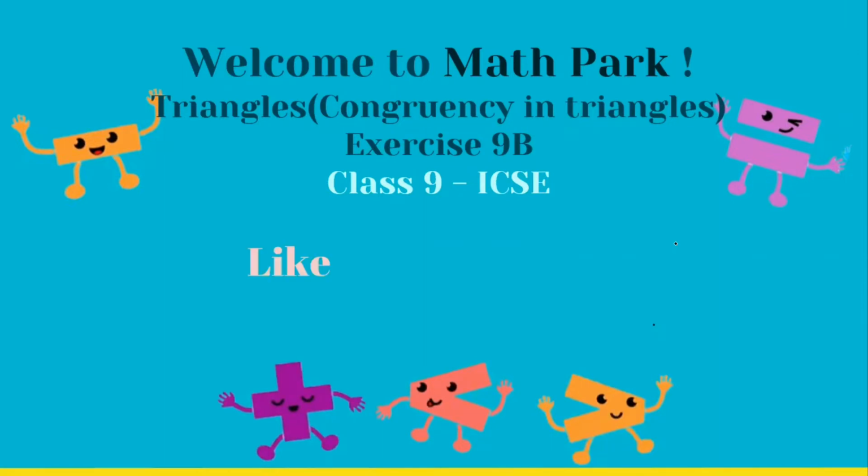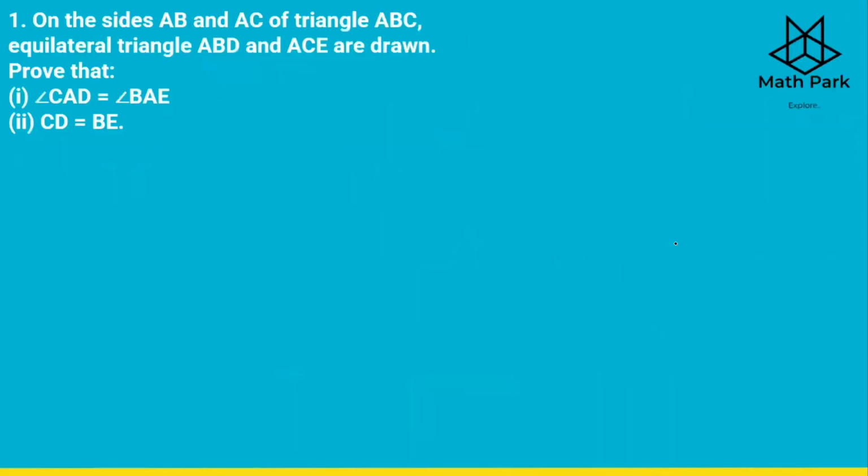So we're going to start with the first question now. Of AB and AC of triangle ABC. So you are given a triangle ABC over here. So this is your triangle ABC. And on this triangle, two equilateral triangles are drawn. So ABD is one of the equilateral triangles and ACE is another equilateral triangle. And you have to prove that angle CAD is equal to angle BAE. So these two angles you have to prove.